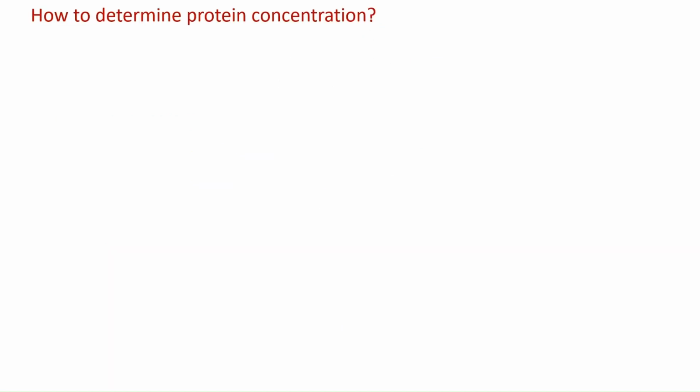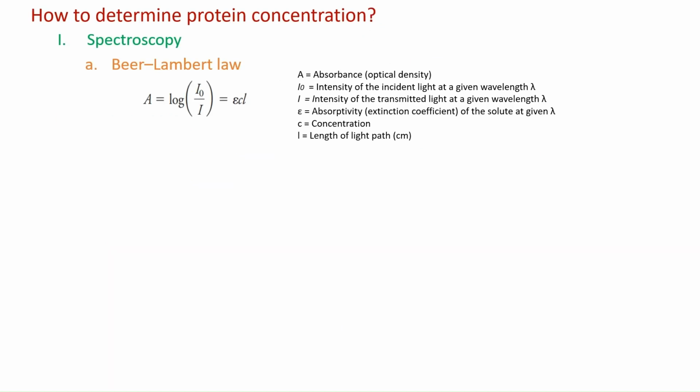Now, how can we determine protein concentration? To determine protein concentration, we need a method called spectroscopy, which is based on the Beer-Lambert law. What is the Beer-Lambert law? The absorbance depends upon the concentration and the length of the light path. Absorbance can be determined as the intensity of incident light at a given wavelength divided by the intensity of transmitted light at a given wavelength. Correct? So the Beer-Lambert law works at a particular wavelength.